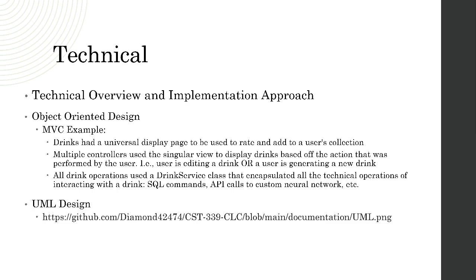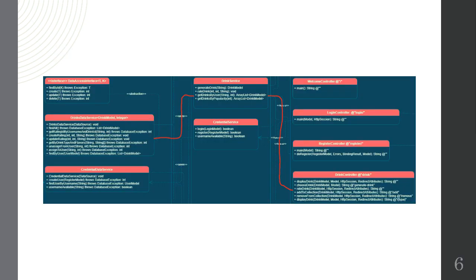And then I have a UML diagram kind of just showing some of the object-oriented principles. So we have the drink service, and that connects to the drink data service, and the drink data service encapsulates all of the SQL specific commands. So the drink service has no idea what database we're using. And the drink data service actually does a little bit of polymorphism with the data access interface.